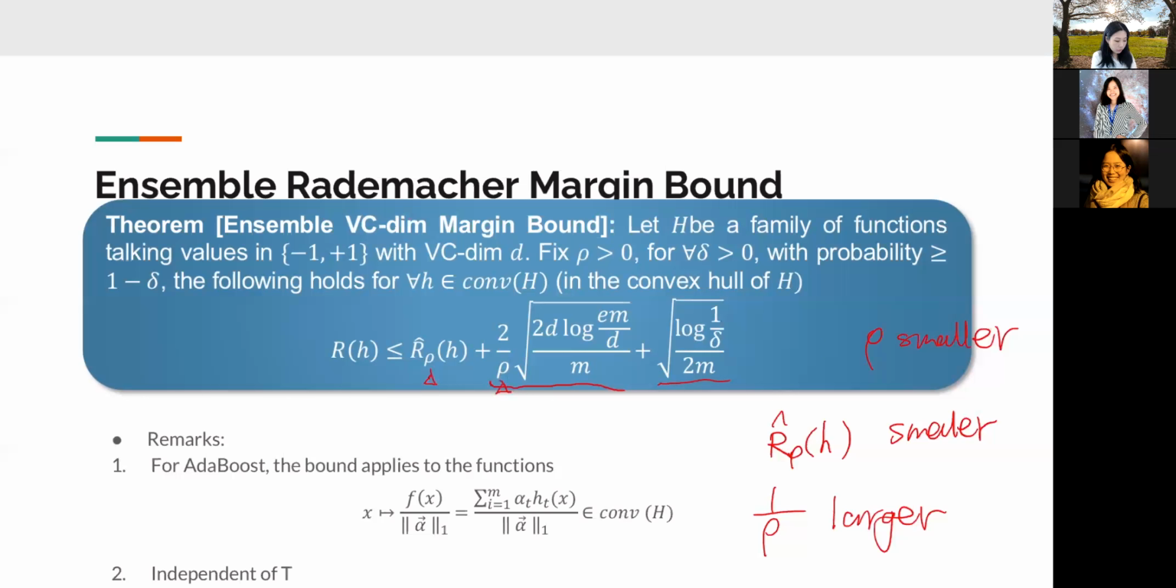All right. So the first remark is that for AdaBoost, the bound applies to the function. Remember? It has to be applied to the function with this normalization, right? It is very important to have this normalization. Otherwise, it won't be in the convex hull of H. So that's the first very important point. Then the second point is it is actually independent of T. So what does this mean? What does the independence of T mean?